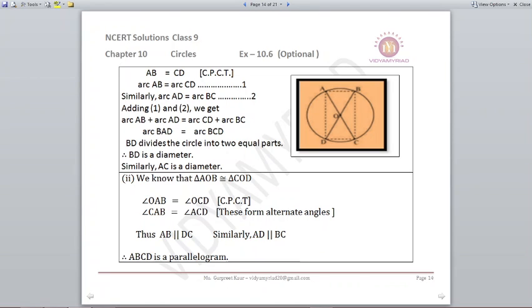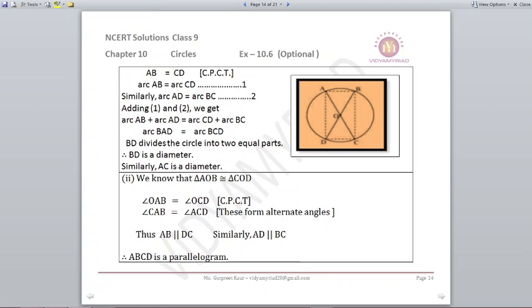So that means arc AB will be equal to arc CD also, and arc AD will be equal to arc BC. If I add both the things, it becomes arc AB plus arc AD and arc CD plus arc BC, which means arc BAD will be equal to arc BCD, which means that BD is dividing the circle into two equal parts, and thus we can say BD is a diameter. Similarly, AC is also a diameter.